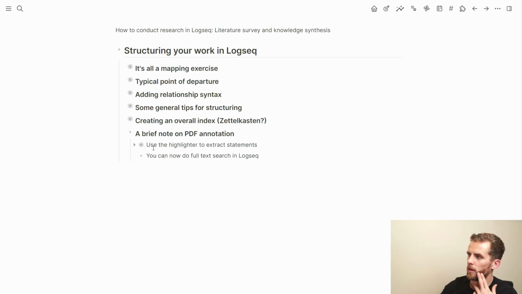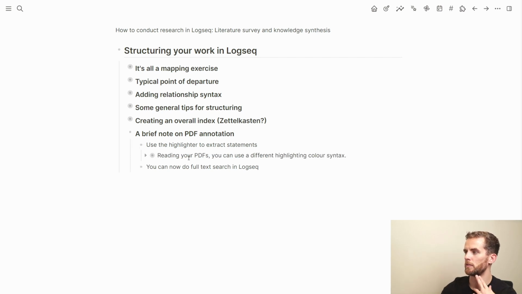So a brief note on the PDF annotation. There's other videos on this. You can go have a look at it. But it's very helpful to use the highlighter to extract statements. And you can also do snippets. If there's a picture, for instance, you can get a screenshot of that using the inbuilt feature in Logseq. You don't have to do a Control-Shift-S or whatever you're using on Windows. And that's very, very useful.